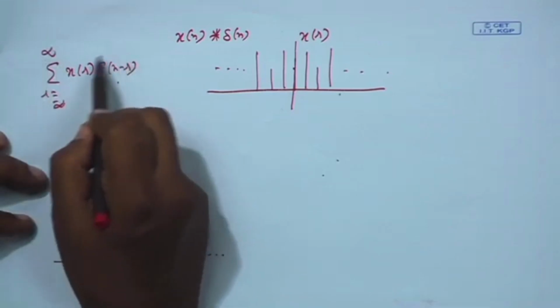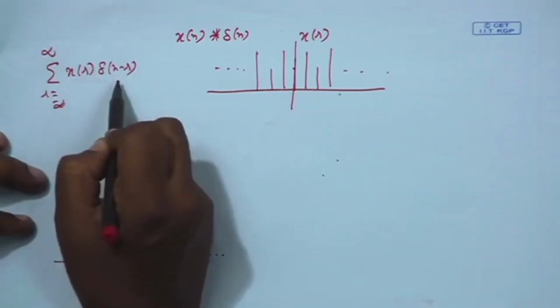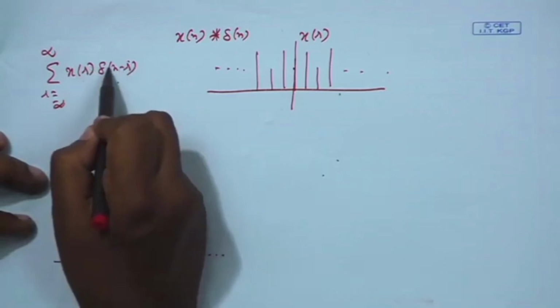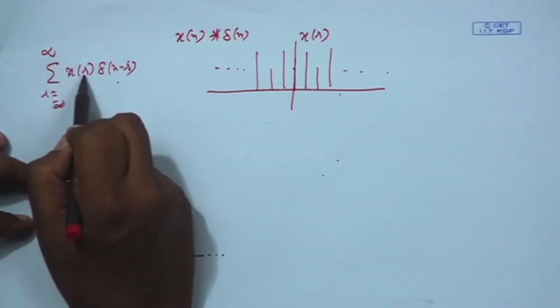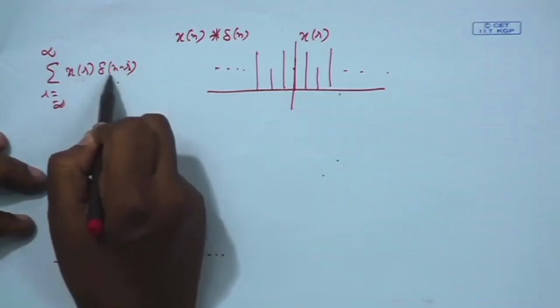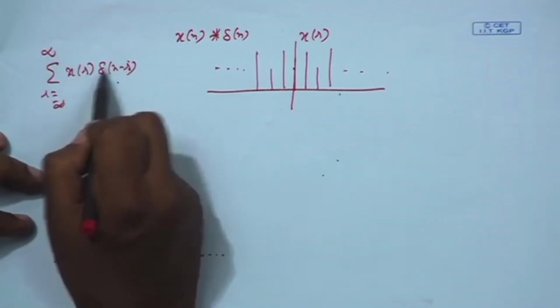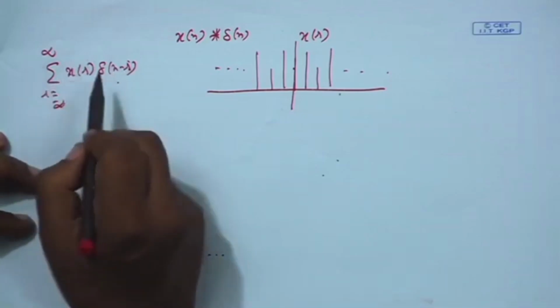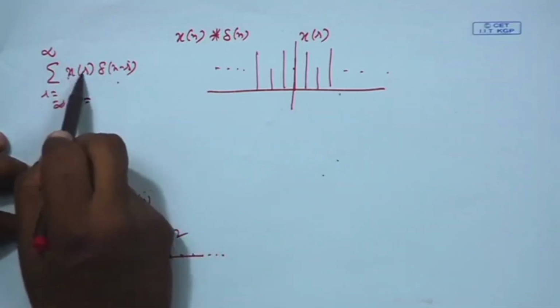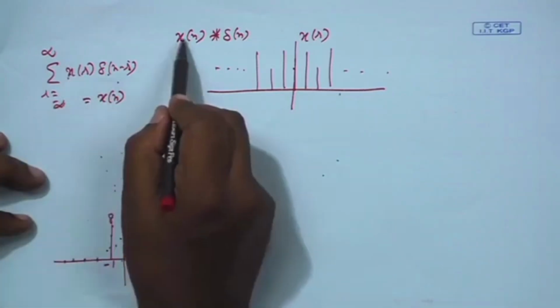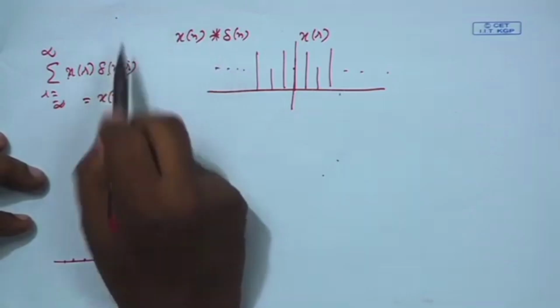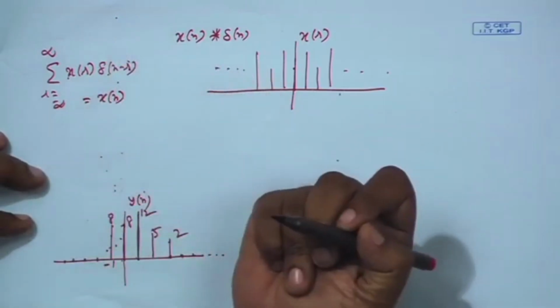Now, this delta is 1 only if the argument is 0. The argument is 0 when r equals n, and then it becomes x[n]. If r is not n, for any other non-zero index here, the delta value is 0, so the output is 0. That means the only term that survives is x[n] into 1, that is x[n]. So if you convolve, the output at any index is the same as x[n]. You get back your original sample.